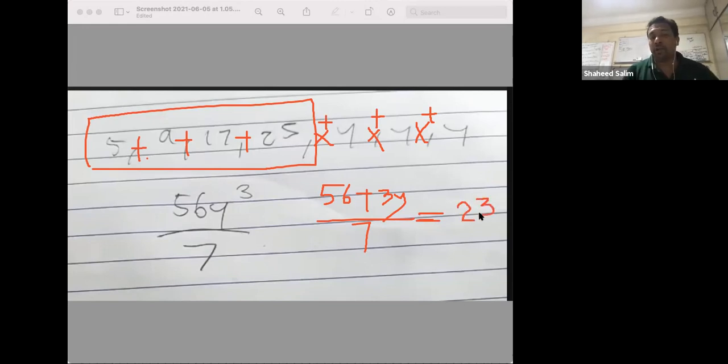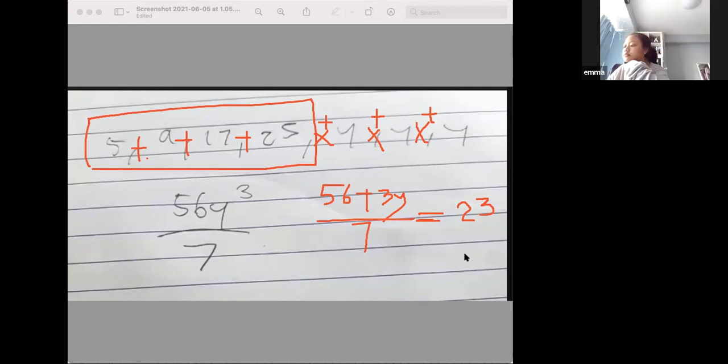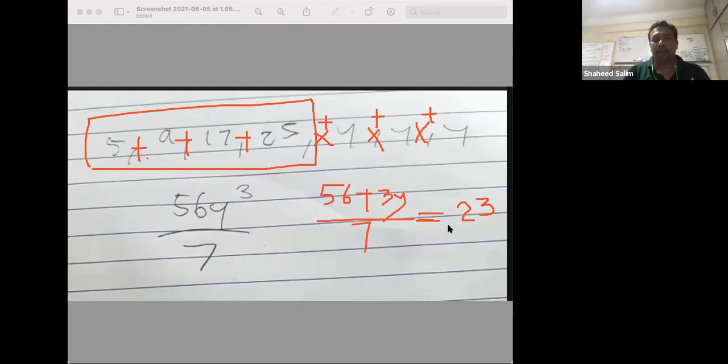So you have formed the equation already. Can you solve the equation? Right? You understand what's happening here, right? You take all of them, you divide by 7, you get the mean. And the mean is 23. So, yeah. So now can you solve it?